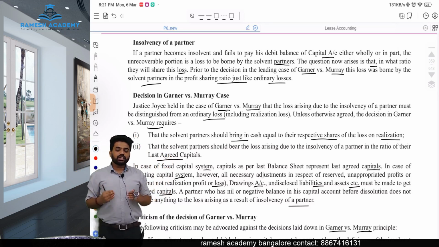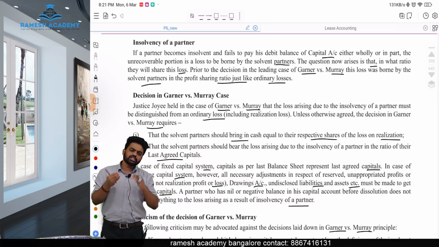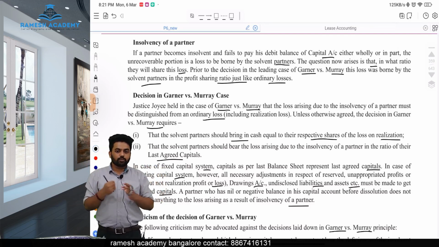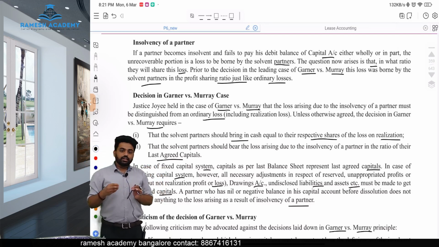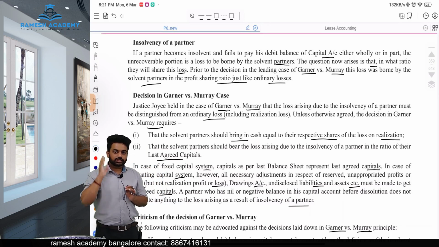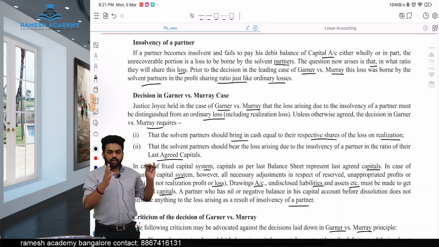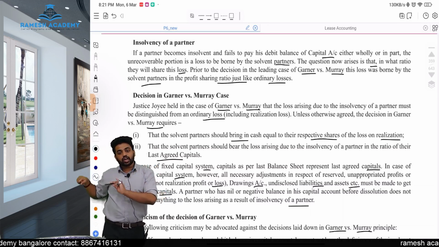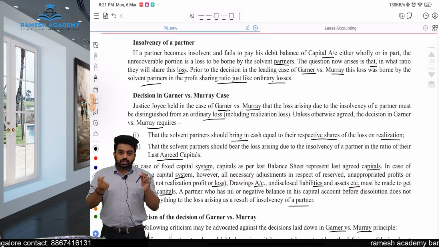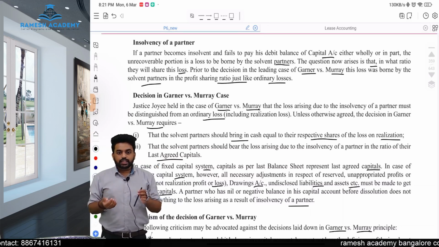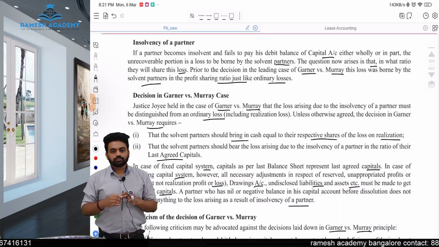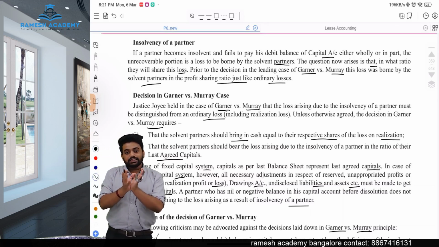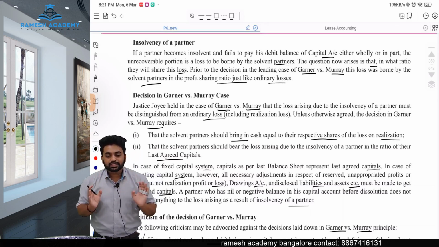Okay, first what you should do is prepare the realization account just like normal. Okay sir, we did. Let us assume you got a realization loss. If you got a realization gain, fine, keep it aside. But assume that you got a realization loss. Now, as per Garner versus Murray, you should bring money towards the realization loss. The partners who are solvent should bring money into the firm equal to their share of the realization loss.